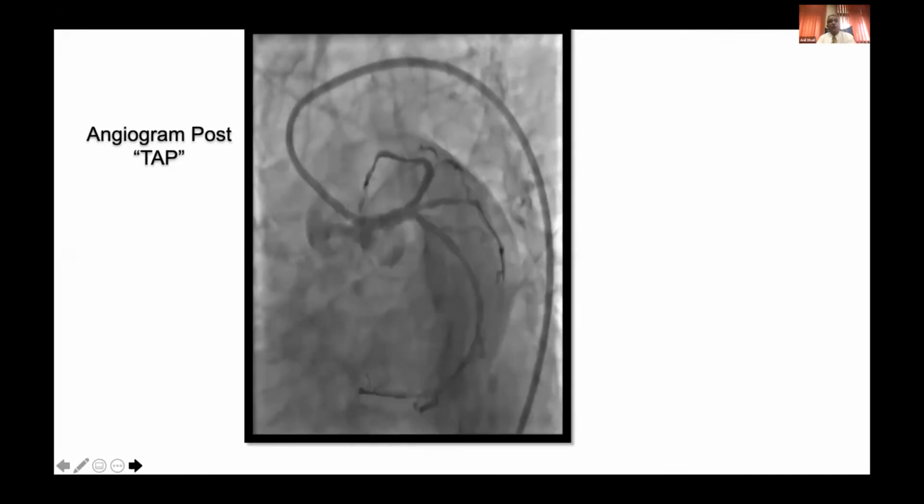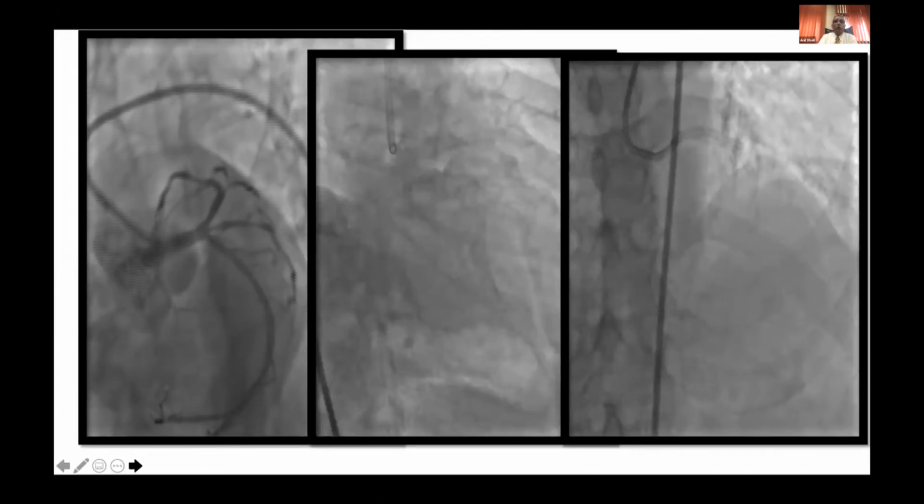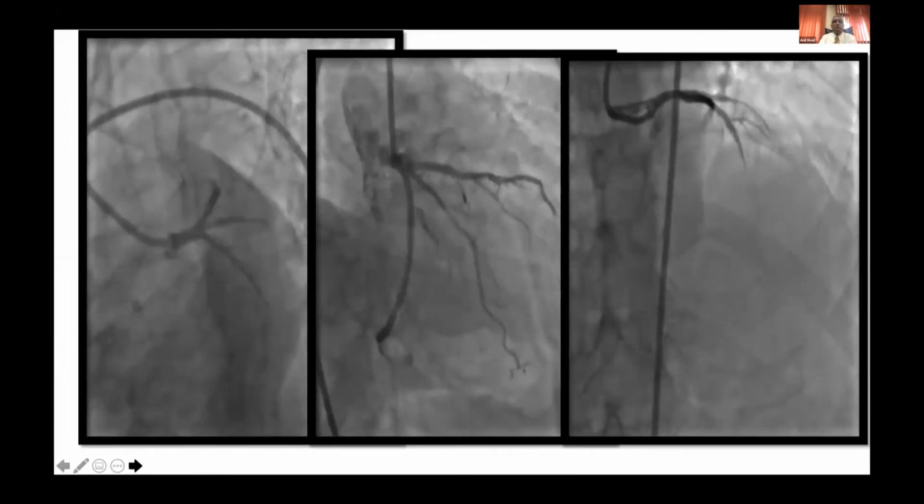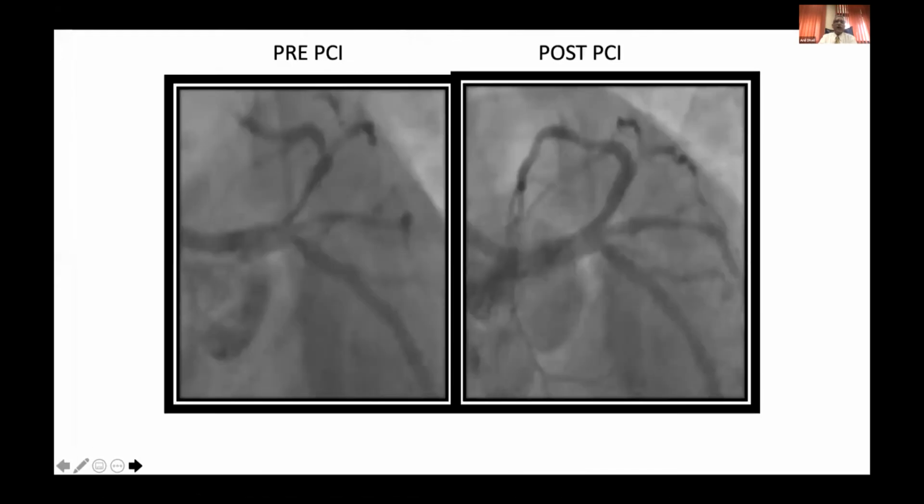And this is the angiogram post-tap. We further optimized this with non-compliant balloon, checked the results on imaging, and this was the final result. So by making the condition simple, we could treat a trifurcation by doing a double tap with the first main stent being placed from LAD to left main.